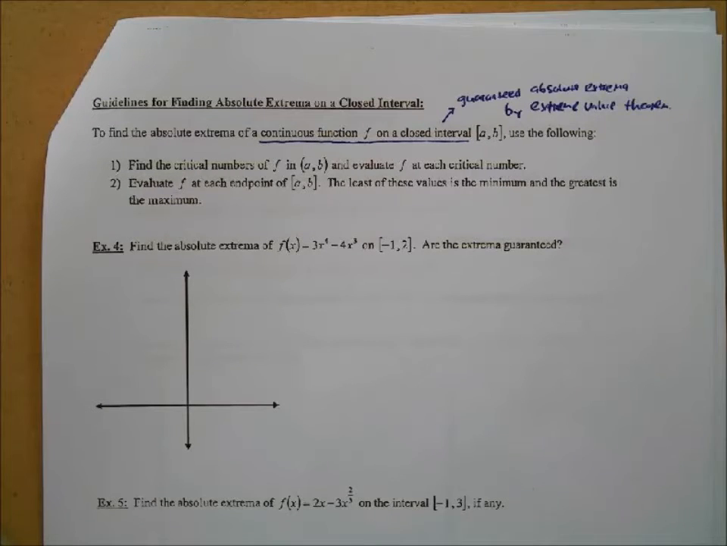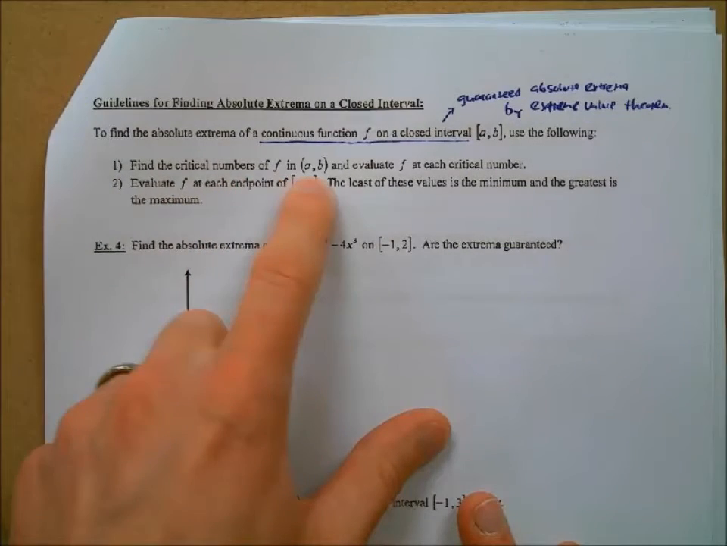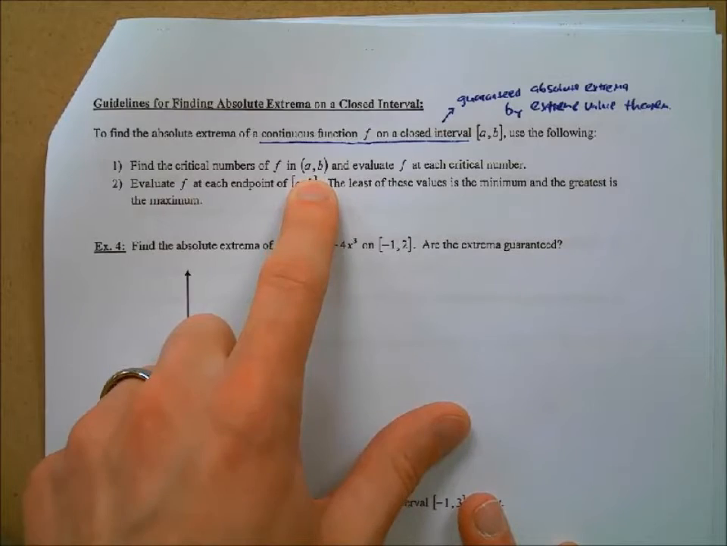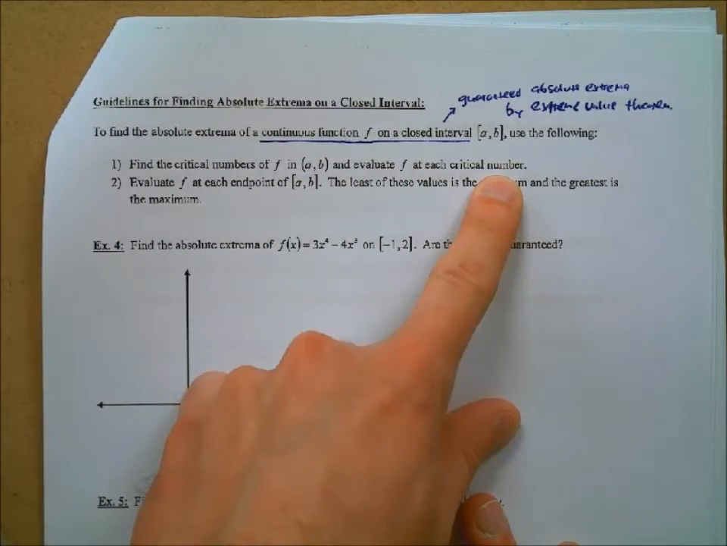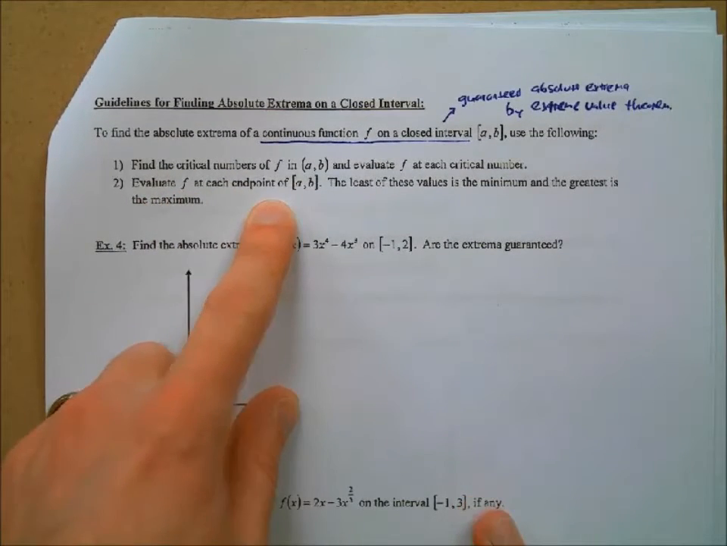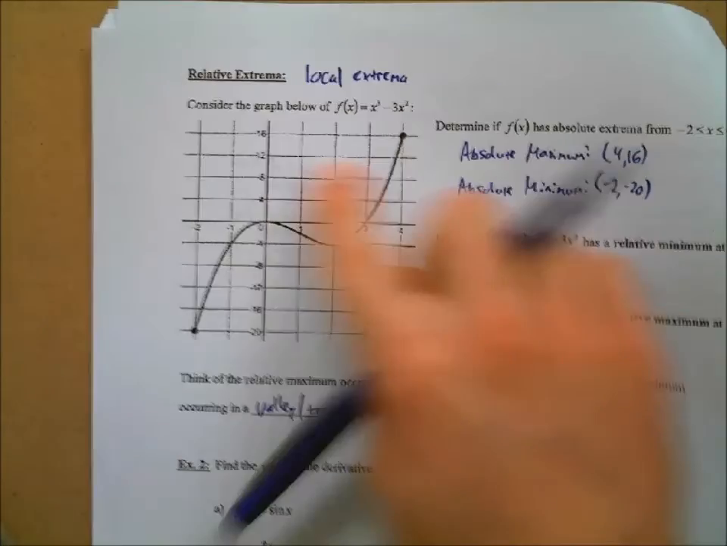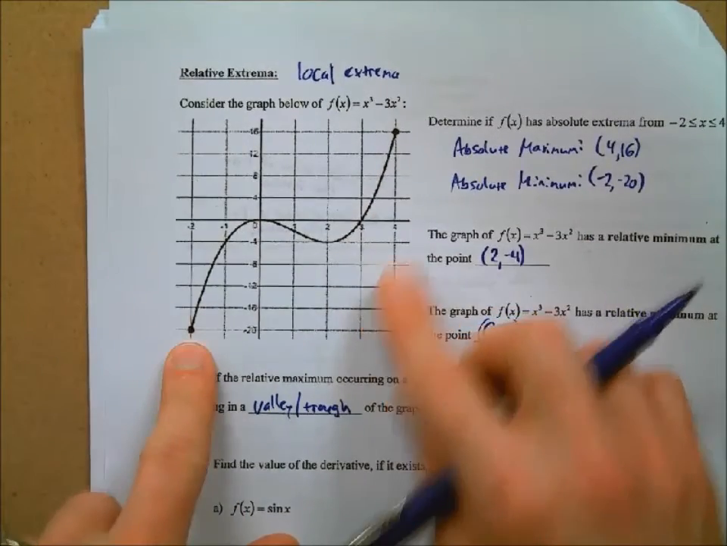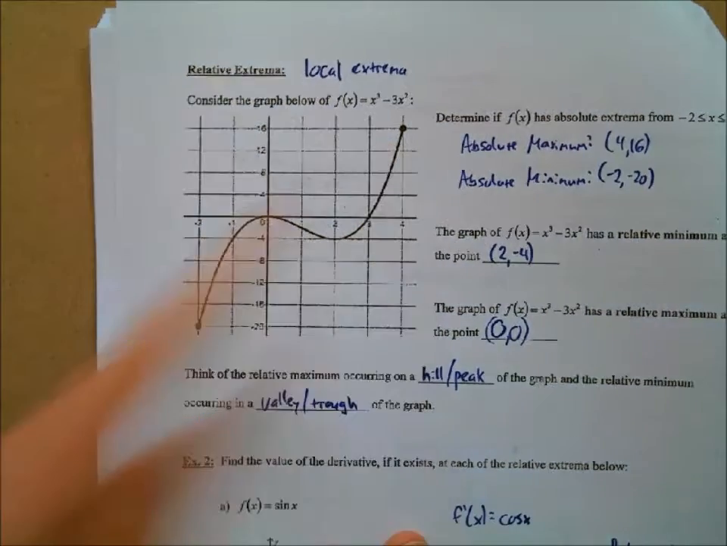But here's our guidelines, right? So step one, we're going to find the critical numbers of f in the open interval AB, and evaluate f at each critical number. And then step two, we're going to evaluate f at each endpoint. So in other words, okay, where can absolute extrema occur? Absolute extrema for this graph, right? The absolute extrema are at the endpoints. Lowest point, highest point.